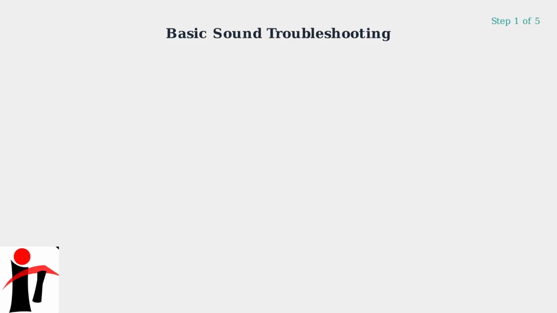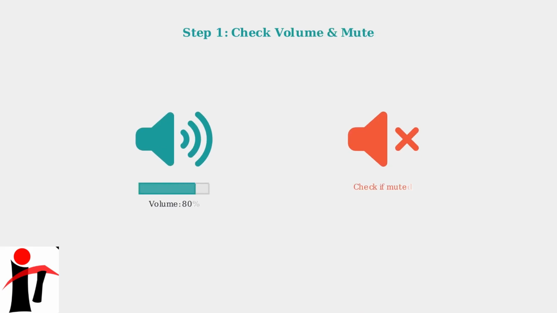When your Element Xumo TV has sound problems, start with these basic troubleshooting steps. These simple checks solve most common audio issues. First, check the obvious. Make sure your TV volume is turned up and not muted. This sounds simple, but it's the most common cause of no sound issues.